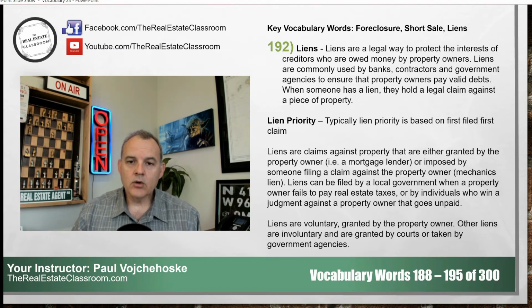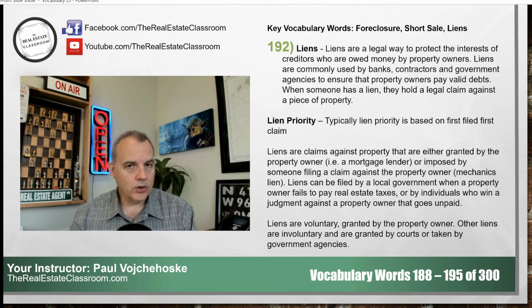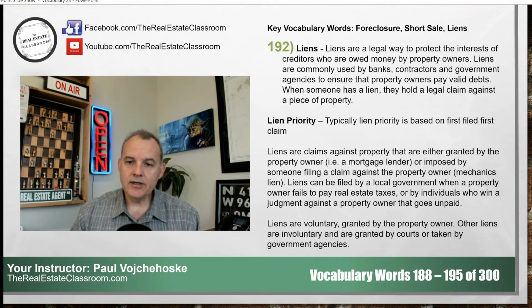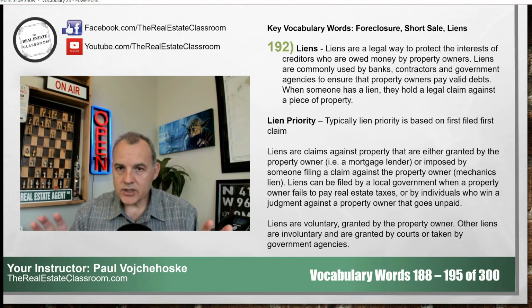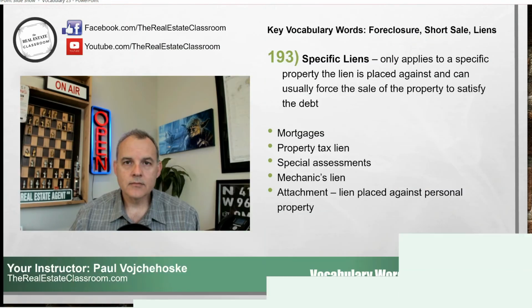All right. Remember, local governments can file liens when property owners fail to pay their taxes. And again, liens are voluntary, meaning the owner grants permission for someone or a company to place a lien against the property, and other liens are involuntary, where they are granted by courts or government agencies, where they're placed against the property without the consent of the owner. That's just liens in general.